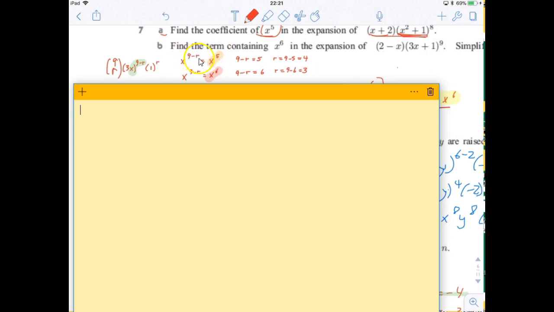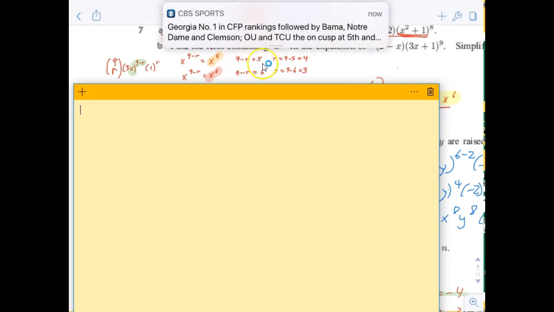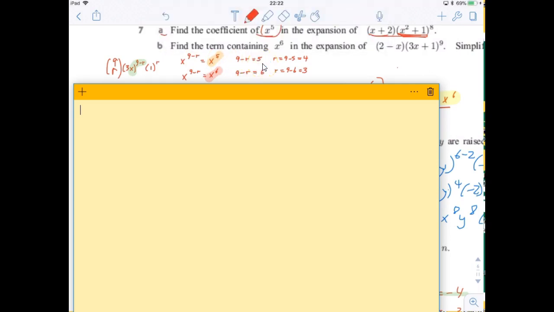So 9 minus r exponent at some point, does it equal 5? 9 minus r equals 5. If we solve that with algebra, we get r equals 9 minus 5 equals 4. So when r equals 4, we generate an x to the 5th term. What about when x to the 6th? So 9 minus r equals 6. r equals 9 minus 6 equals 3. So r equals 3 or 4 generates an x to the 6th or x to the 5th term, which, when multiplied times the binomial 2 minus x, generate parts of the x to the 6th term.